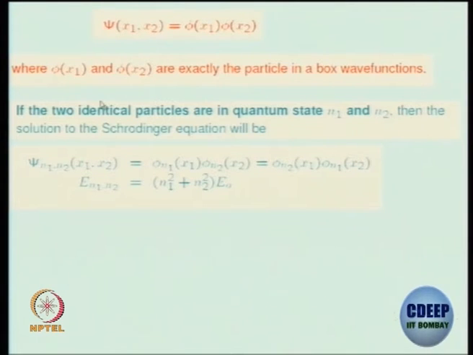What will you do? You can write the composite wave function to be the product of particle 1 in quantum state n1 and particle 2 in quantum state n2. Or you could also write particle 1 in quantum state n2, because they are identical. You can't distinguish. Both are equally possible. A linear superposition is also possible. You can take a linear superposition of them, that is also possible.